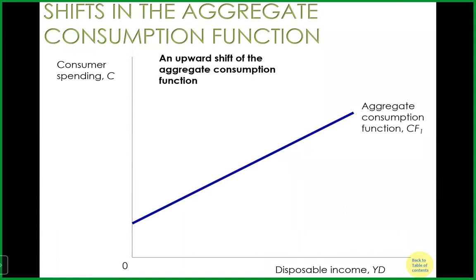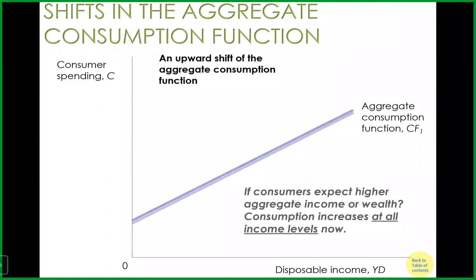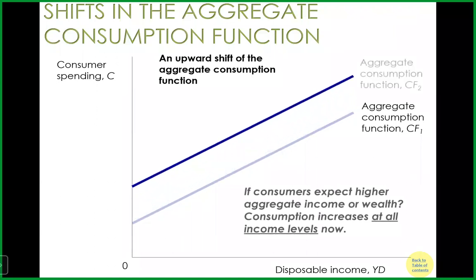So sometimes the aggregate consumption function may shift. There are two possibilities. If it shifts up, what does that mean? There's an increase. If it shifts down, it means a decrease. But you may wonder what can cause an increase of aggregate consumption.